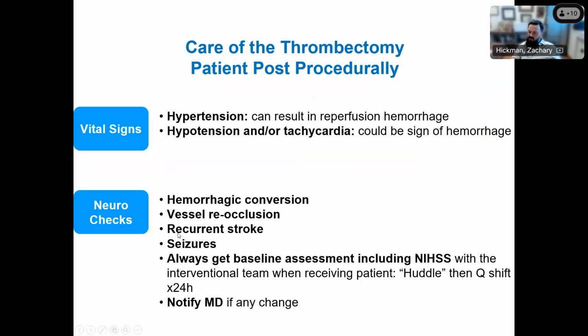Neuro checks, particularly in the first 24 hours after a thrombectomy, are important because that is the highest chance for hemorrhagic conversion, so we want to be on the lookout for that, or a reocclusion or a recurrent stroke. Patients can also potentially be at risk for seizures. We always want to get a baseline assessment right after the thrombectomy, including the NIH stroke scale.